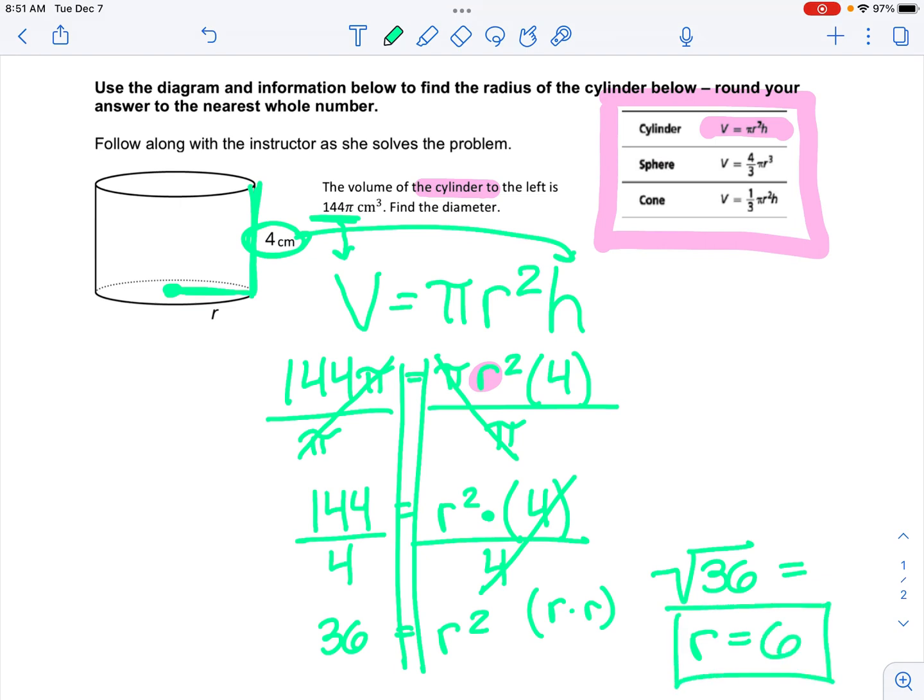So I just found that the radius, this measurement right here from the center of the circle to the edge, is going to be 6. And I can add centimeters here because I know that we're measuring in centimeters. So the radius of my cylinder is 6 centimeters.